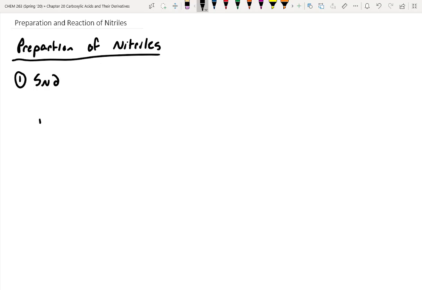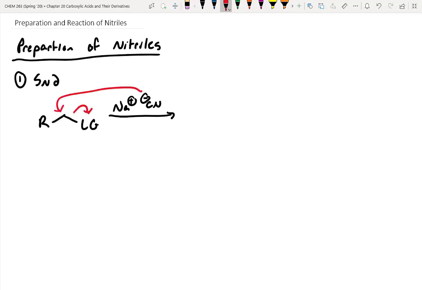So what I mean by that is, let's say we have some sort of alkyl halide, or at least something with a good leaving group, and we treat this with something like sodium cyanide, right? So in this case, the carbon has a negative charge. It can do an SN2 reaction, can kick off our leaving group, and we can get this new nitrile group installed. In fact, we've also installed an additional carbon, which is kind of neat.